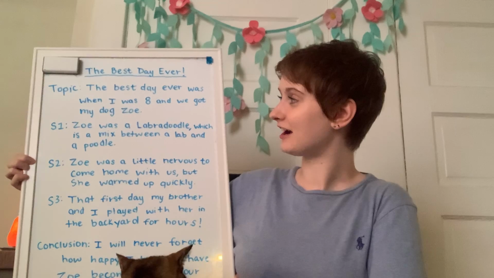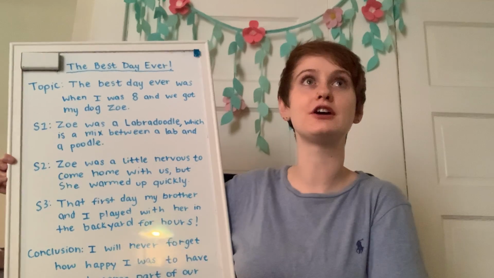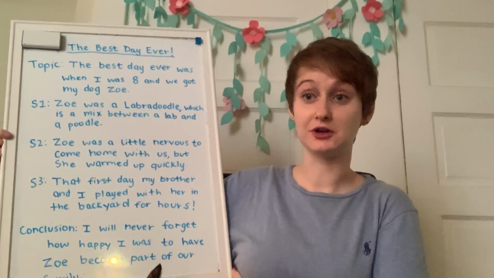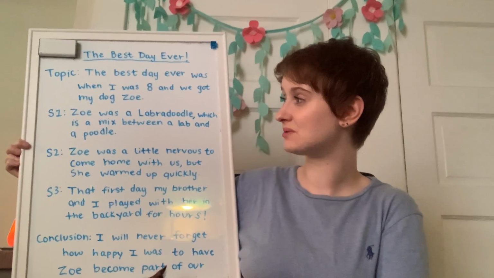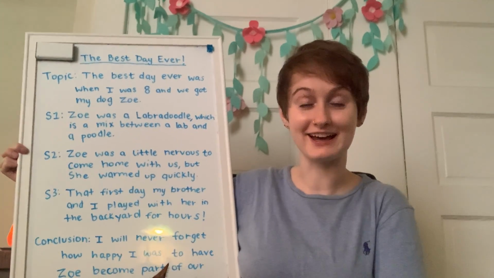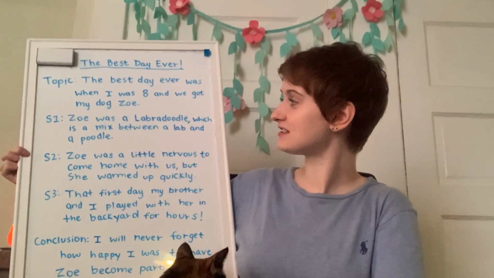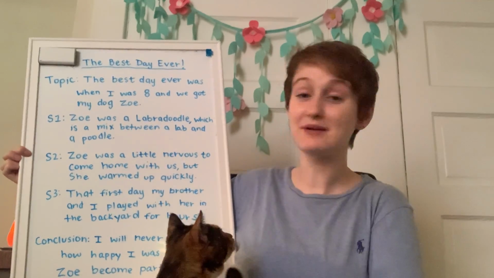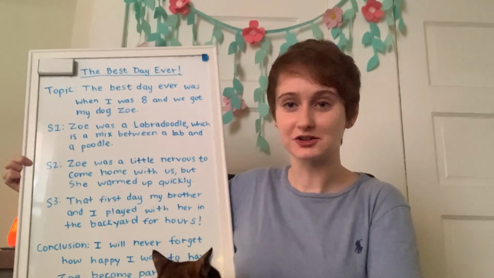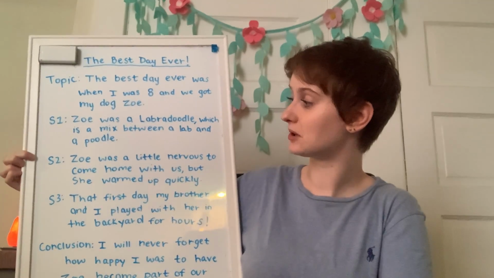Okay, so we had our topic sentence, and then I needed a good detail. What did I think of when I started thinking about what happened on that best day? I wanted to describe Zoe, so I put a detail in there about what Zoe was like. My first supporting sentence, maybe the cheese in our burger once we've gotten that top bun on there, is: Zoe was a Labradoodle, which is a mix between a lab and a poodle. Have you heard of a Labradoodle? It's a type of dog that has curly hair because it's a mix of a lab, like a Labrador Retriever, and a poodle. So that's my first supporting sentence.